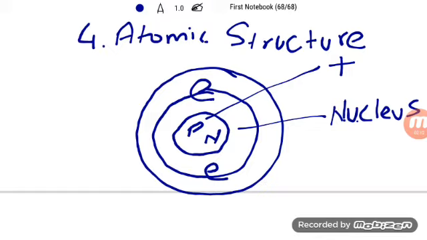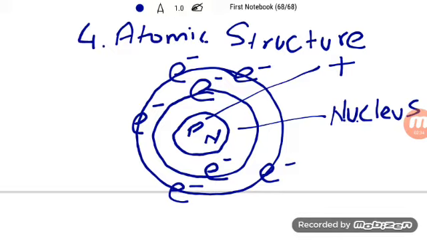So in the first shell a maximum of 2 electrons can be there, then in the second shell some more electrons can be accommodated, and all these electrons carry a negative charge. Now you know, because of the negative charge and the positive charge, the atom as a whole is neutral. So in the given diagram, how many electrons have I drawn?